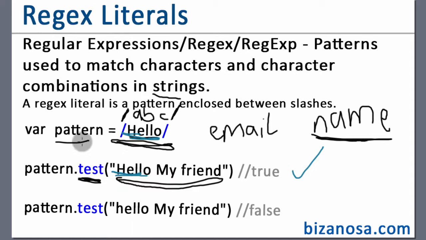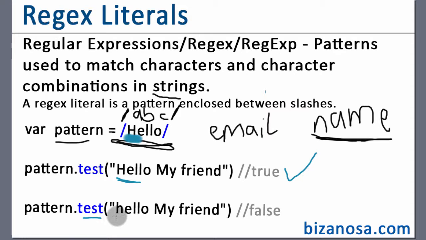Now, our pattern is hello, and you can see this has a capital H. This one also has a capital H, so this one is going to match true. But this one has a small h, so it's not going to match. But there's a way that we can do it so that it can even match the small h. In the next video we're going to see a couple of examples. We're going to test this and it's going to return the value of true, and we're also going to see it return the value of false.